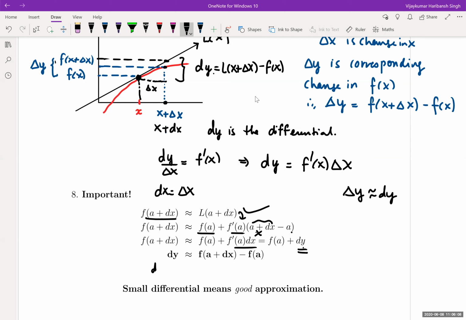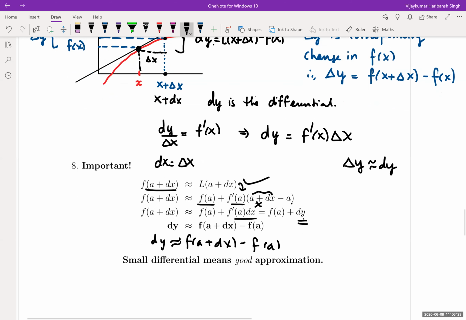So what do I get? I get dy equals f of a plus dx minus f of a. But there's an approximation sign coming from the top, so this is approximately this. This means that if this is small, then your approximation is a good approximation. Okay, so a small differential means a good approximation. That was the whole idea of this discussion.